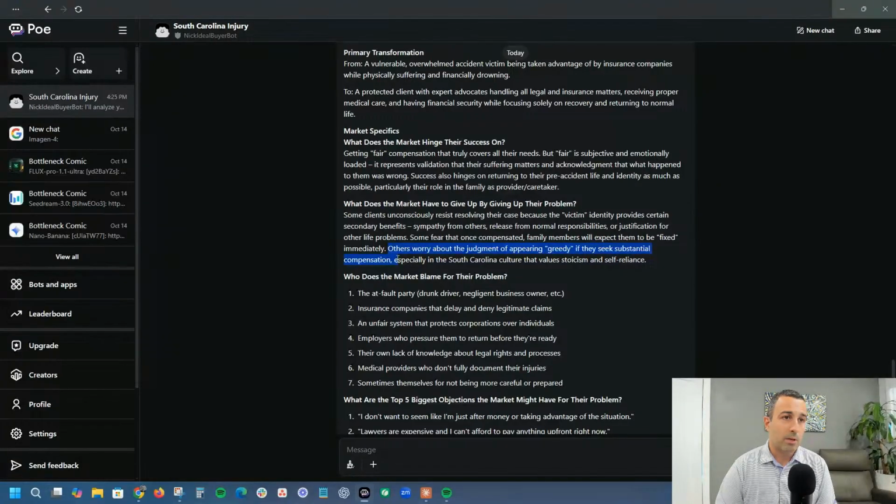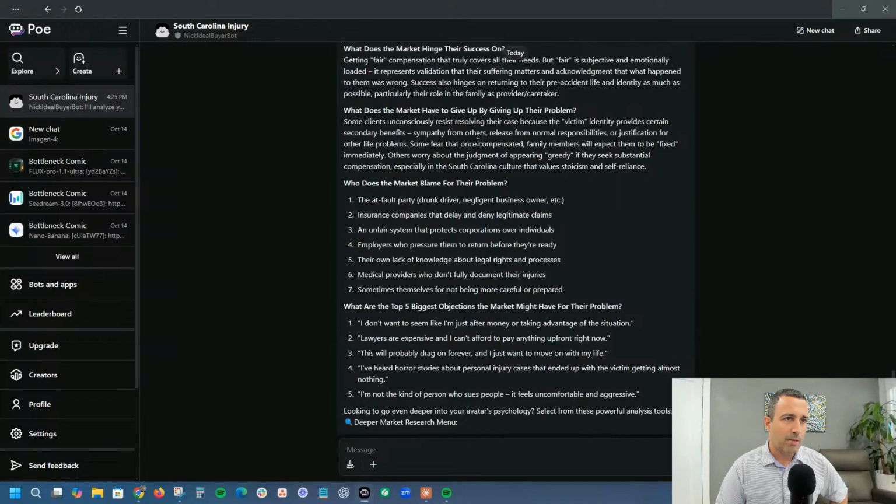This one I think is pretty, this one's probably very valid and common, especially in South Carolina culture that values stoicism and self-reliance. So this one's specific to South Carolina, which is interesting. That's the first mention of something state or location specific.